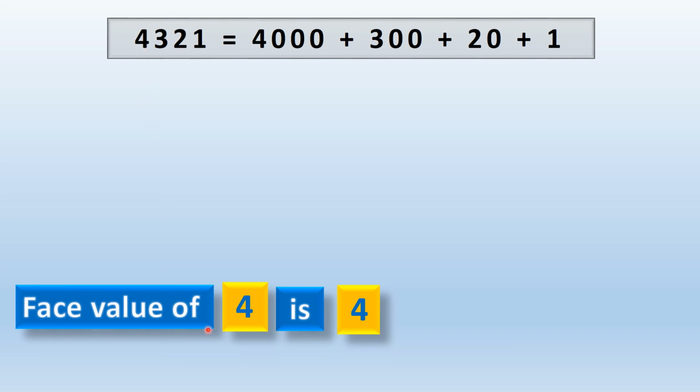So face value of 4 is 4. 4 is here and face value of 4 is 4. Also we understood that face value does not depend on the position. So no need to look at the position of the digit in the number or expanded form to write the face values. Face value of 3 is 3. Face value of 2 is 2. Face value of 1 is 1.